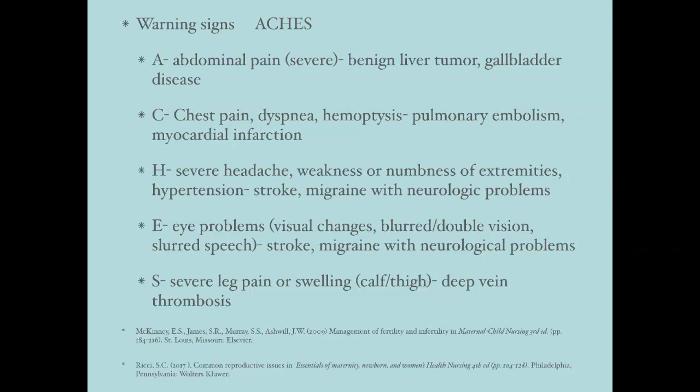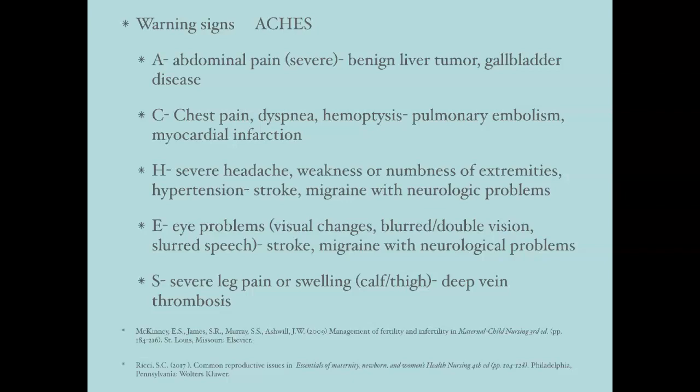So your ACE. A is for abdominal pain, severe abdominal pain, which could be an indicator of either benign liver tumor or gallbladder disease. Gallbladder disease may also be a contraindication too in some patients, because it certainly may have an effect. C for chest pain, dyspnea, hemoptysis, which may be an indication of pulmonary embolus or myocardial infarction. H for severe headache, weakness or numbness of the extremities, hypertension, stroke, or migraine with neurologic problems is what these symptoms could be indicating.